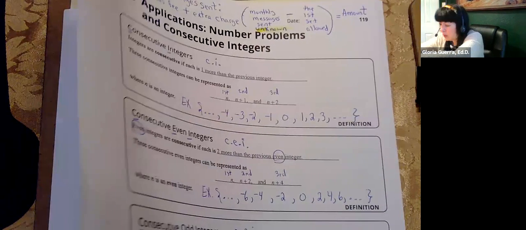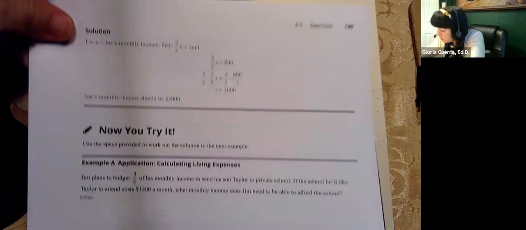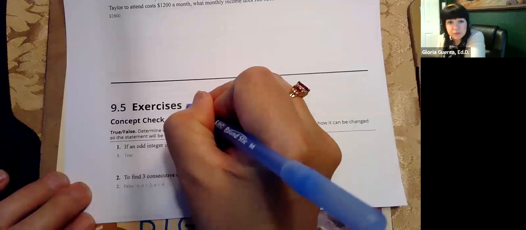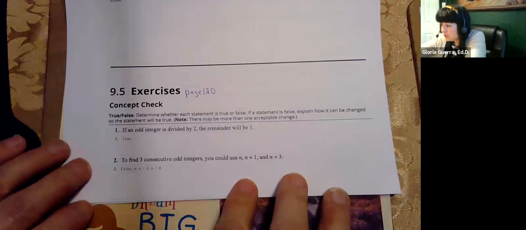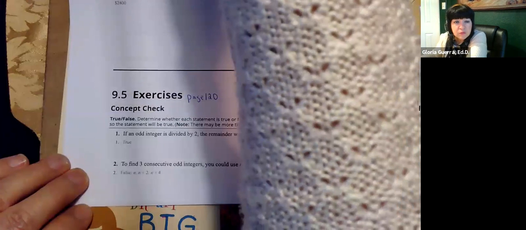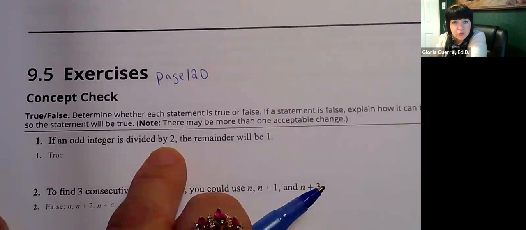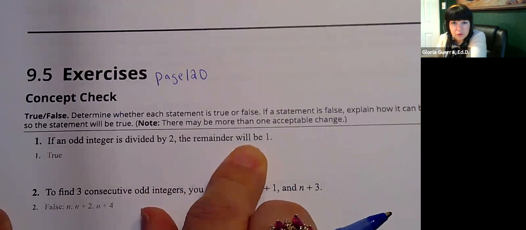Oh, and actually there's some vocabulary. Let me go through some of this vocabulary since we're recording this. This is on page 120. Let's see what they have here. So remember, I have a teacher's edition that has answers down here, but let's see what they're talking about here. If an odd integer is divided by 2, they're saying the remainder will be 1. And is that true or false?